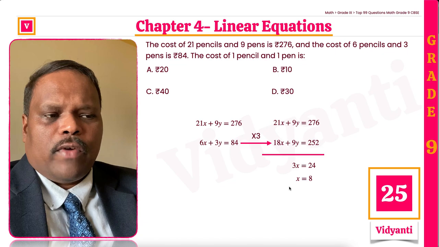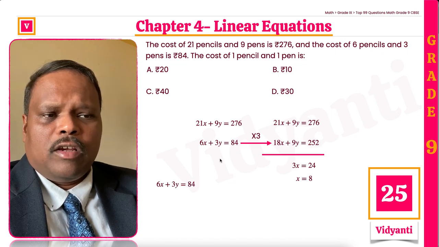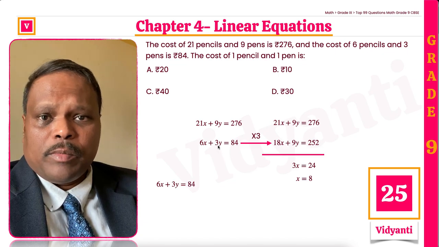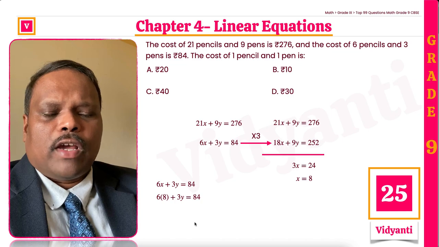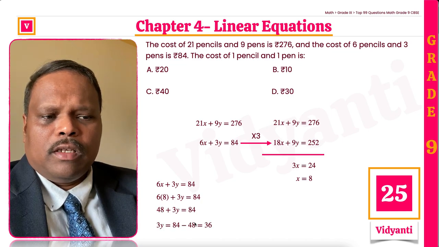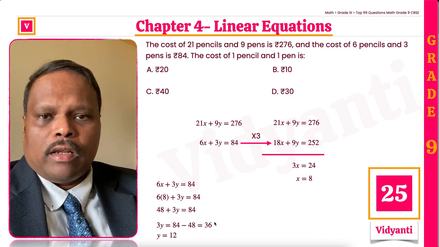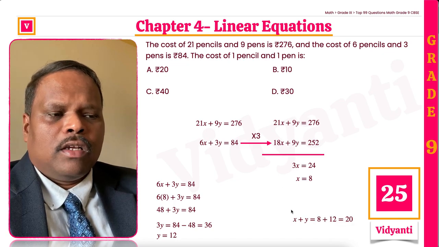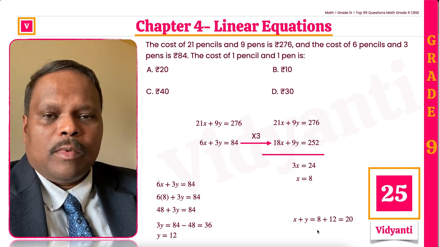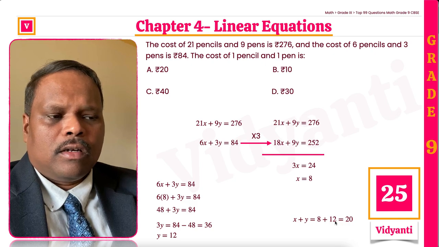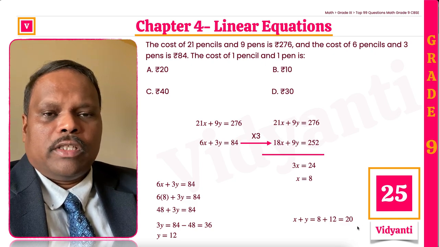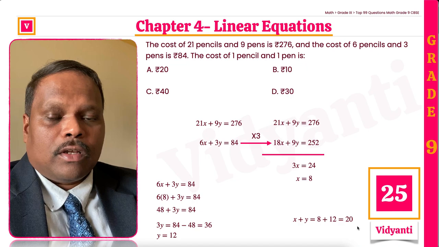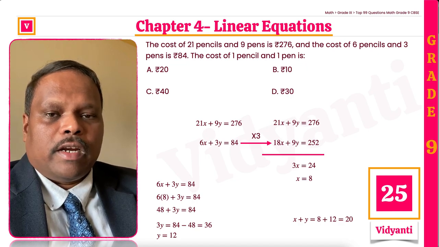So that will give you the value of x. You can substitute back in any of the equations. Let's take this one, it looks simpler. So if you substitute the value of x as 8, y will eventually come out to be 12. Now they want one pencil and one pen, so that means x plus y. So x plus y will be 8 plus 12, because x value is 8 and y is 12. So altogether the cost of one pencil and one pen will be 20.